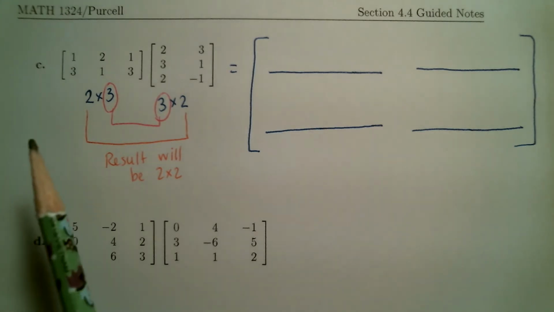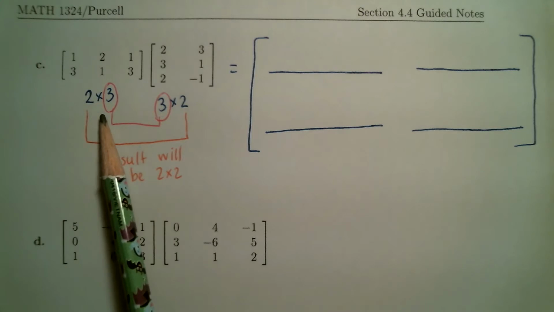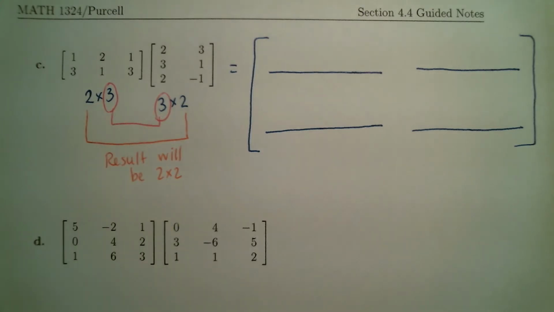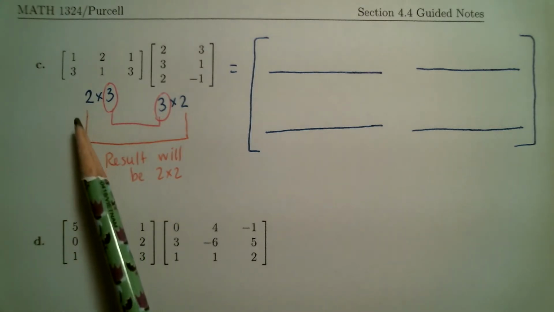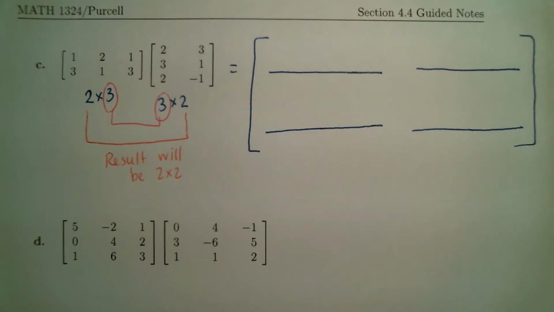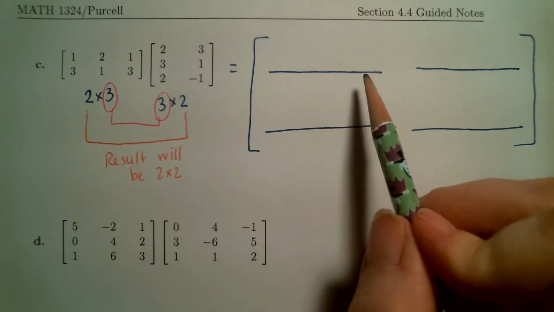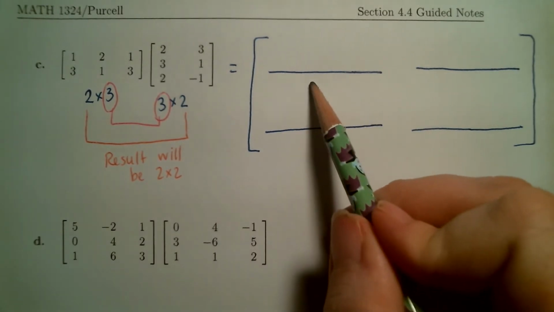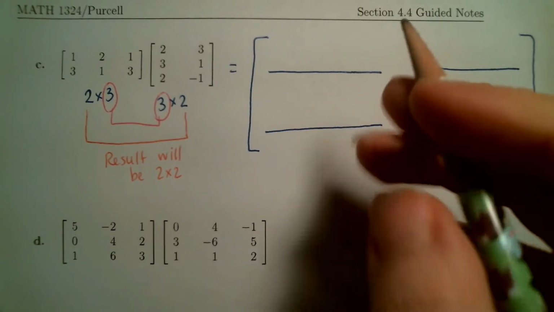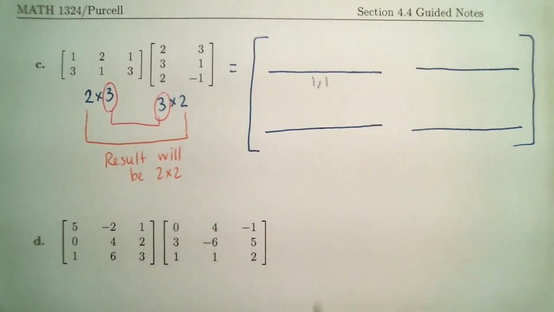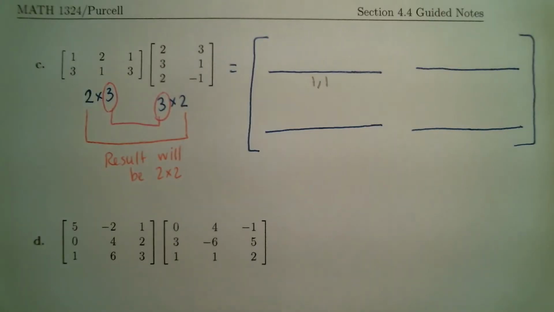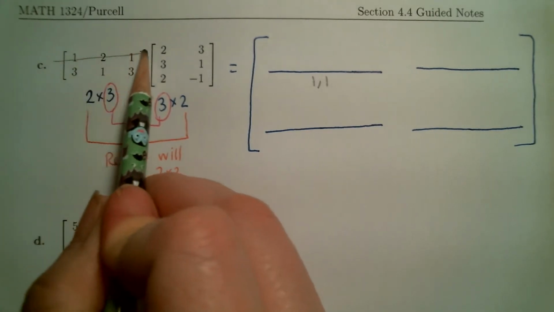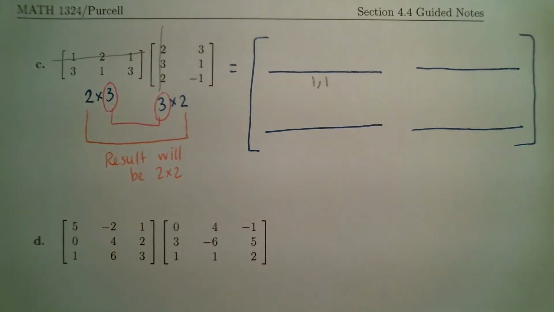Okay, so again, we wrote down the dimensions. The inner numbers match, which means I can perform this multiplication. The outer numbers give me the dimensions of the result, okay? All right, let's start doing dot products. The way you do it, look at your result. Tell yourself, what position is this? This is the first row, first column, okay? So to do the dot product, you're going to do the first row, first column.